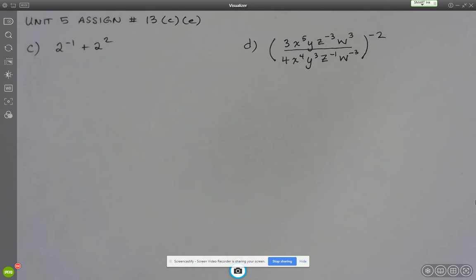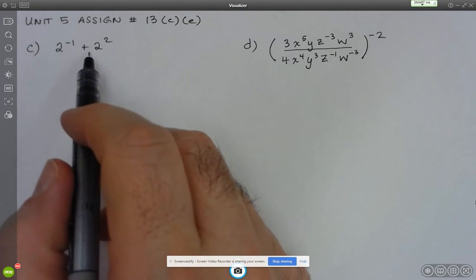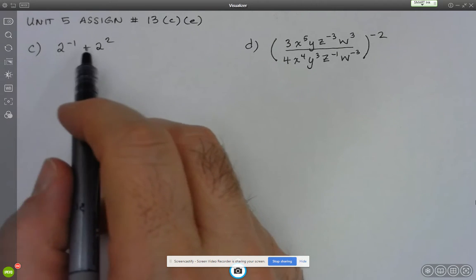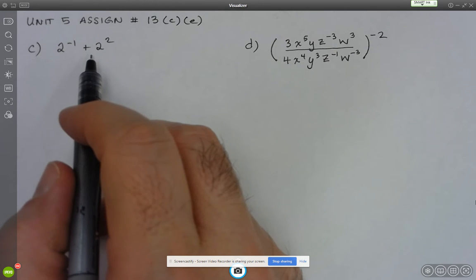Hi folks, we're going to take a look at number 13C and E from the Unit 5 assignment. So let's take a look at C. I see here that I have 2 to the negative 1 plus 2 squared. The first thing to recognize is that there's no exponent law that can help us simplify this directly, okay?